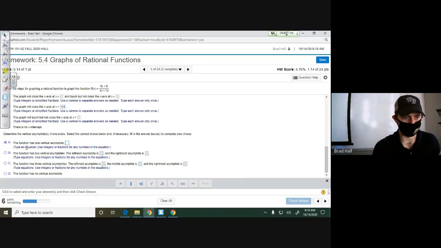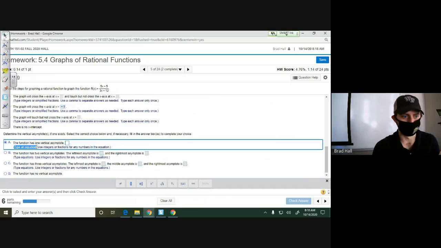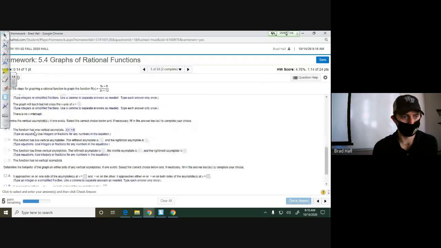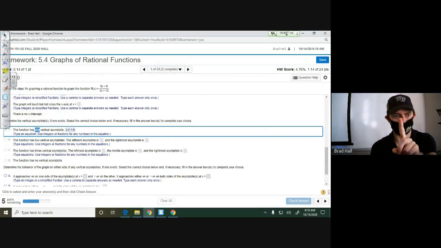Notice it says type an equation. That means you need to have an equal sign somewhere. So I said x is equal to -4. I am typing out an equation and not just simply -4. And I'm putting it in this first blank because we only found one vertical asymptote, just one.